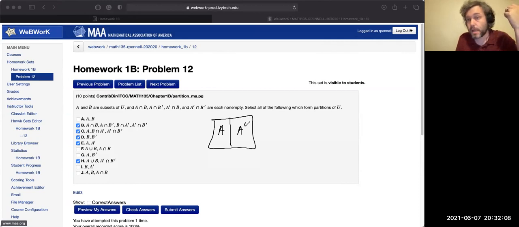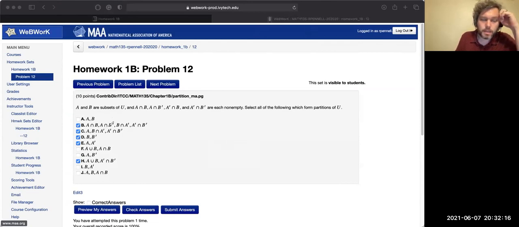There's nothing outside A and A complement, and there's nothing in common. So you can write it that way. All right. What about something like A intersect B, A minus B, B minus A, and the outside?